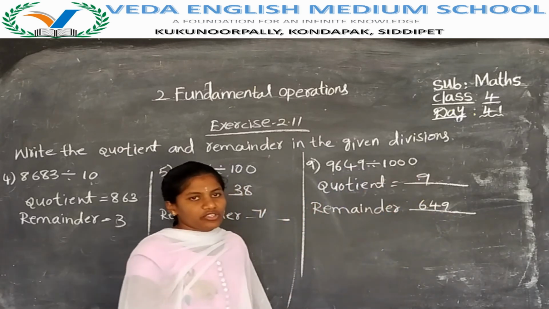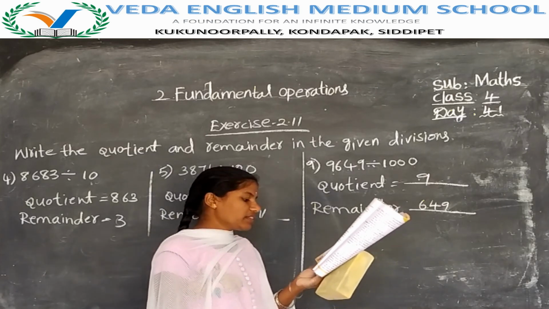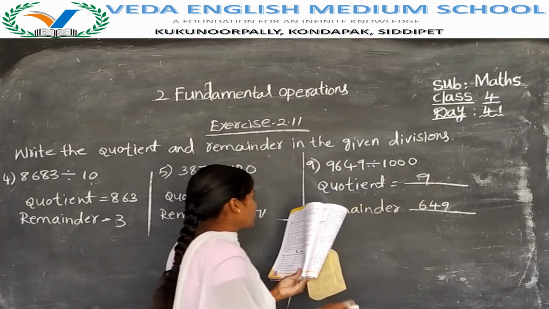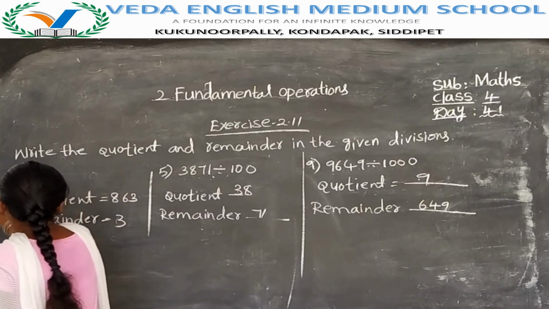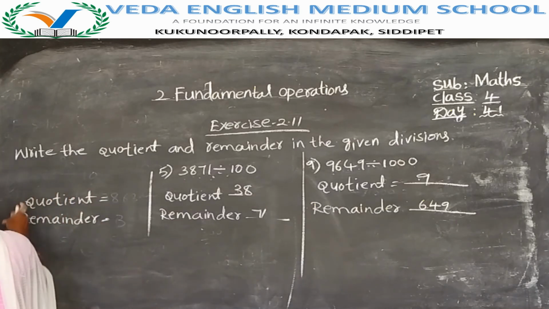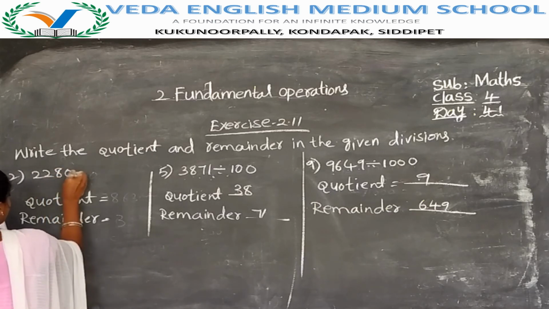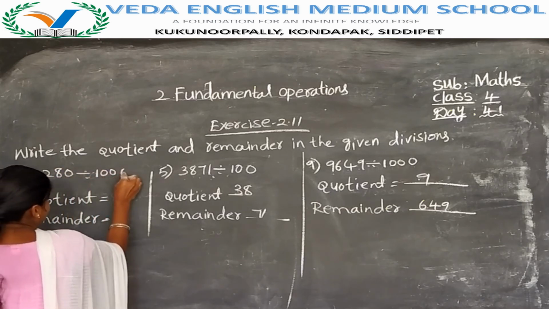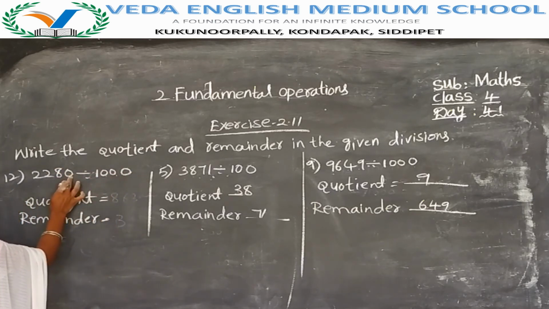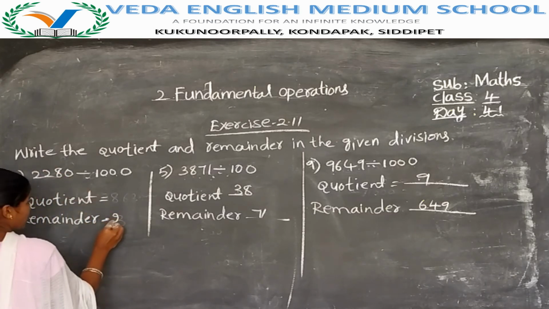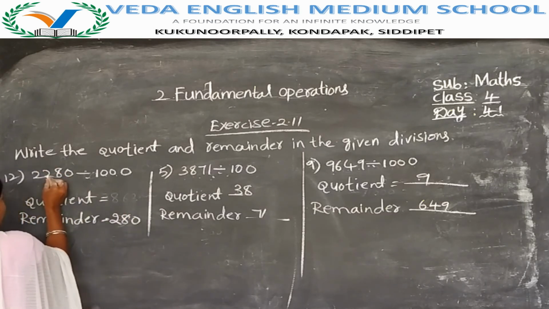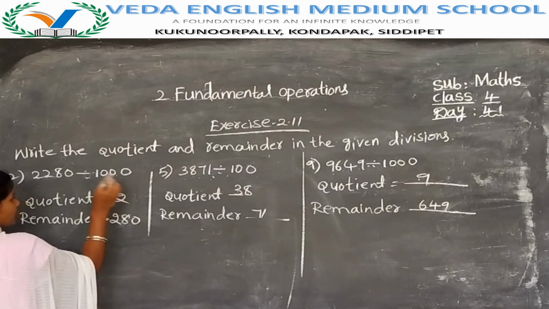So like that you have to complete 10th, 11th, 12th one also. I will explain 12th one. 12th question. 2280 divided by 1000. In 1000 we have 3 zeros. From the right, 280 is remainder and 2 is quotient.